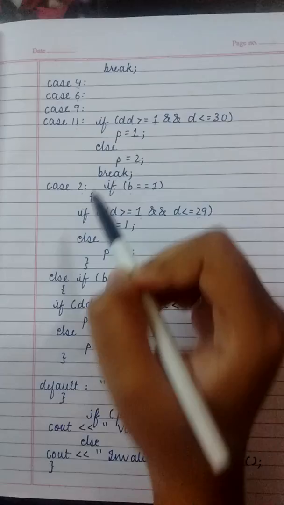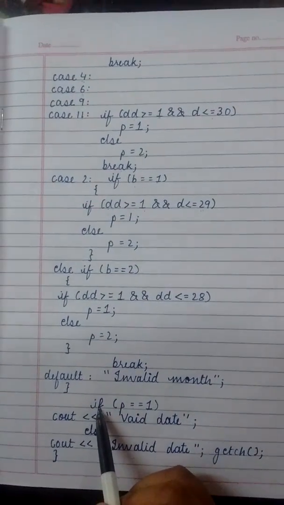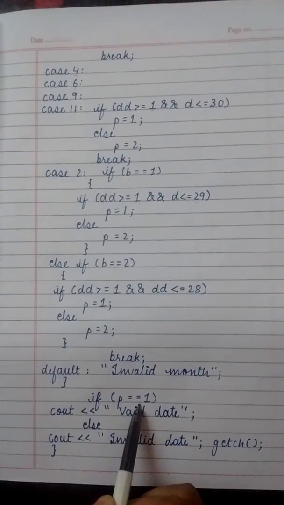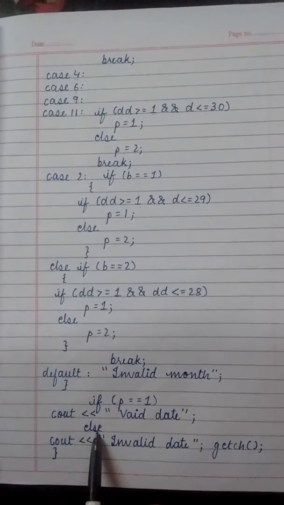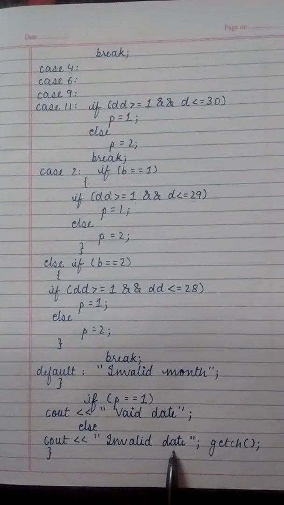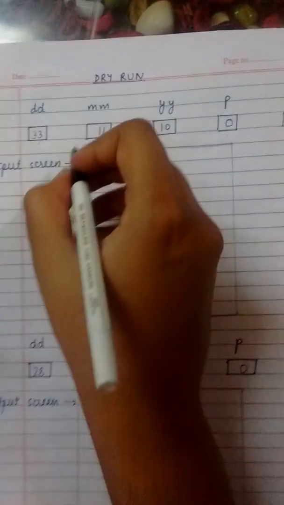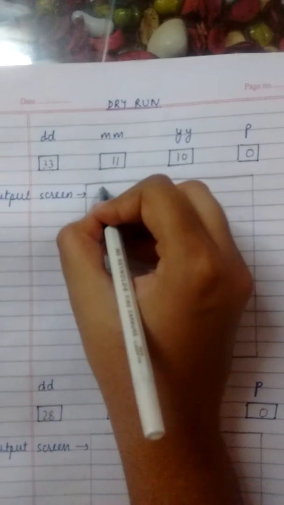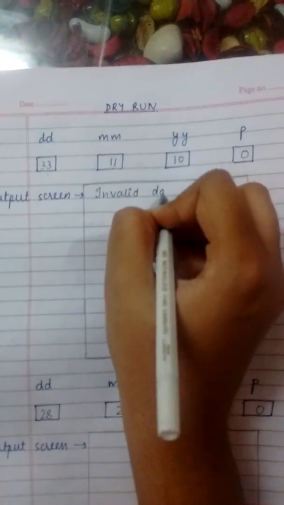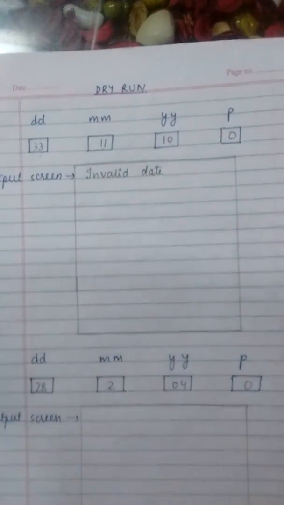Then break, it will break out of the switch and it will come here. If p is equal to 1, which is false, therefore the else statement will get executed and invalid date will be printed on the screen. So the output screen would be giving an output as such.